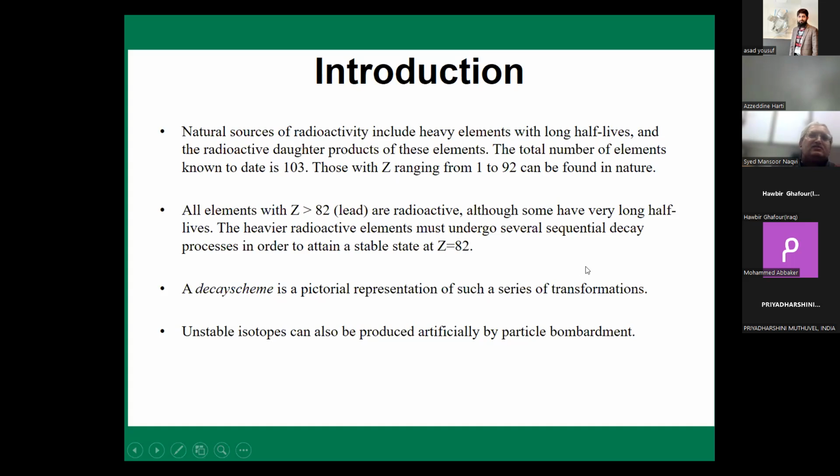Unstable isotopes can also be produced artificially by particle bombardment, and that is the one which we are using for our purposes, particularly when we are producing fluorine-18 or cobalt-60.